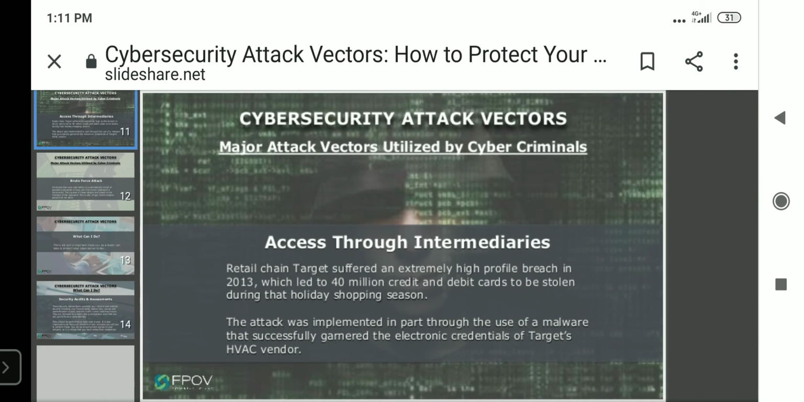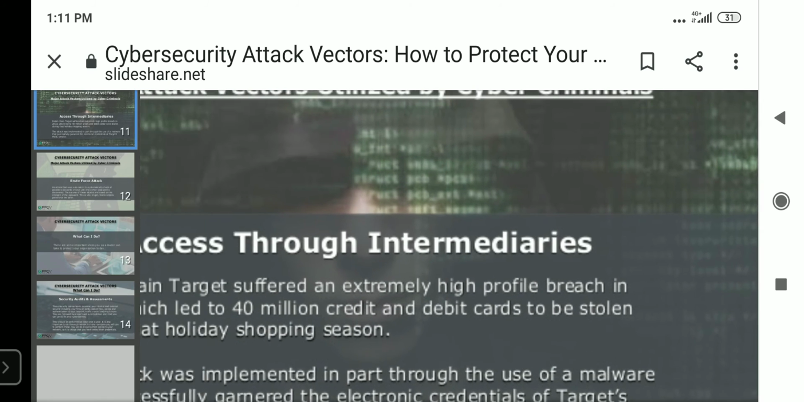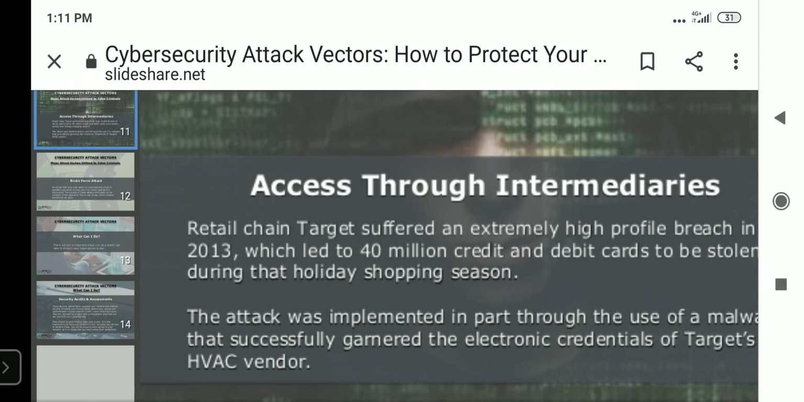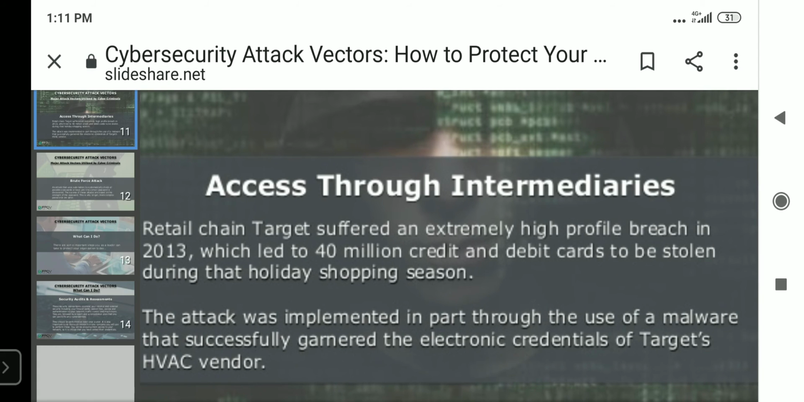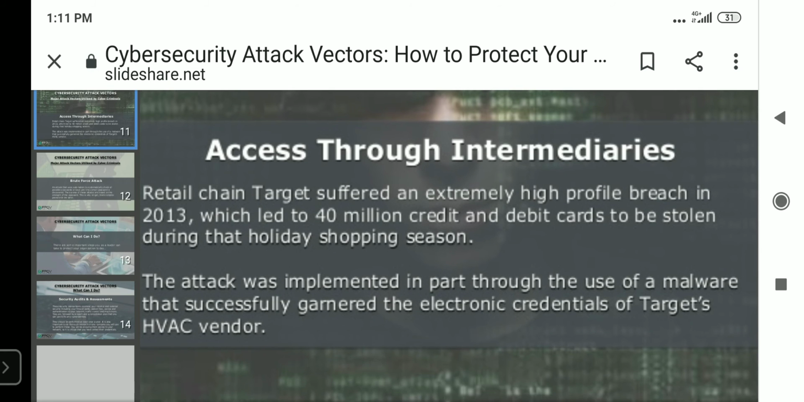Access through intermediaries is another type of attack vector. Retail chain Target suffered an extremely high profile breach in 2013, which led to 40 million credit and debit cards being stolen during the holiday shopping season. The attack was implemented in part through the use of malware that successfully gained the electronic credentials of Target's HVAC vendor.